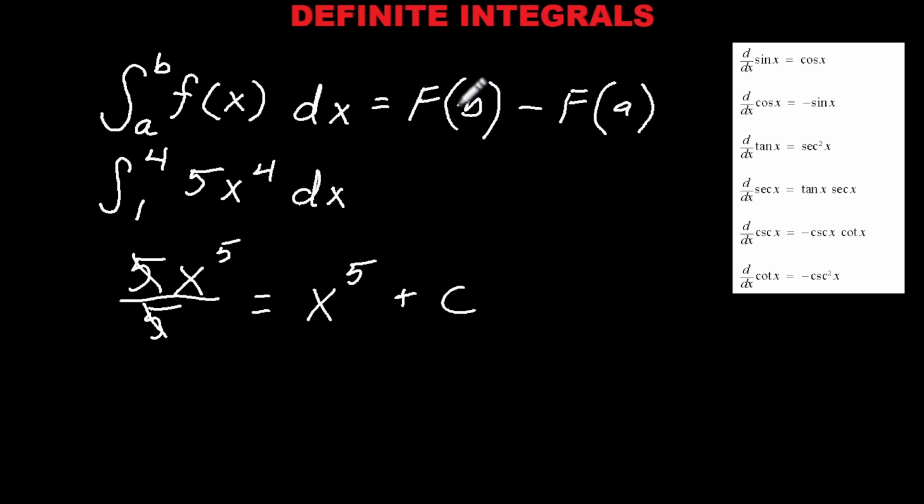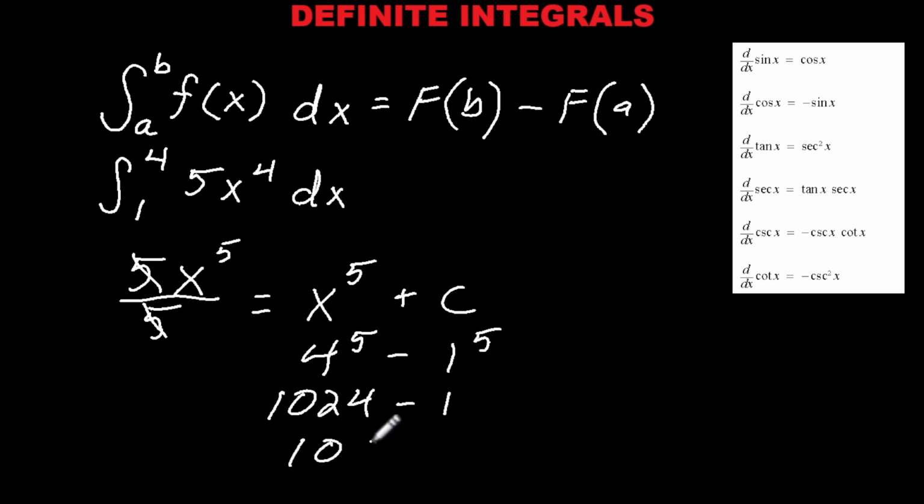So now as we see up here, we want to see f of b. So I'm going to replace the x value with a 4. So this will become 4 to the fifth minus, and then this one over here would be at a, is 1 to the fifth. So 4 to the fifth is 1024. And 1 to the fifth is 1. And then when we subtract, we get 1023 as our answer.